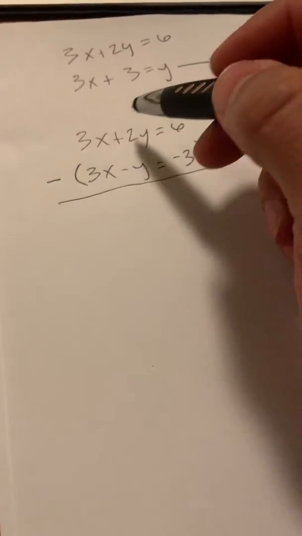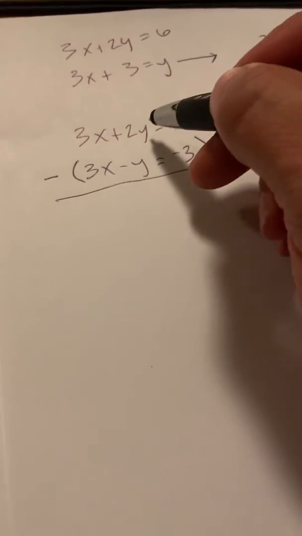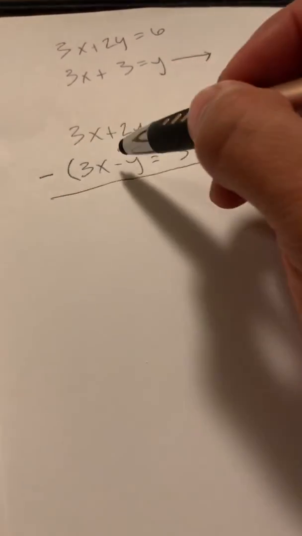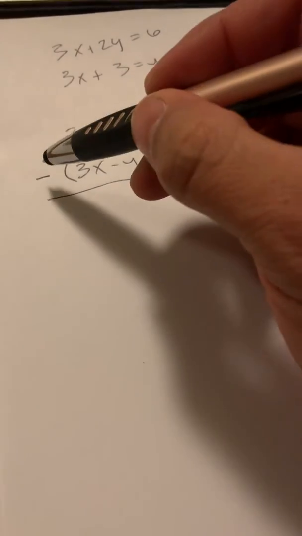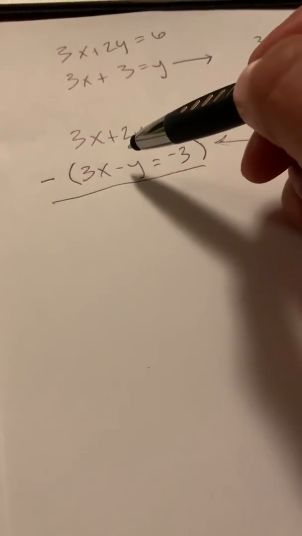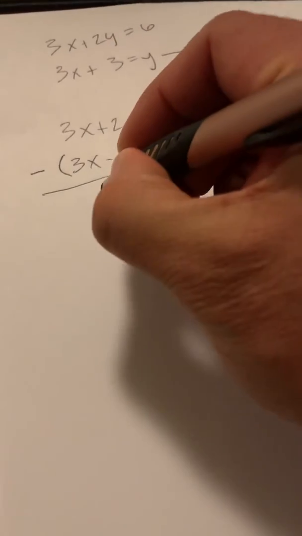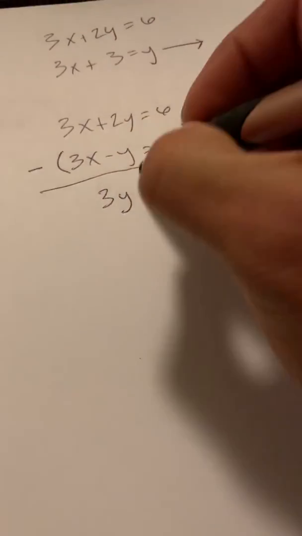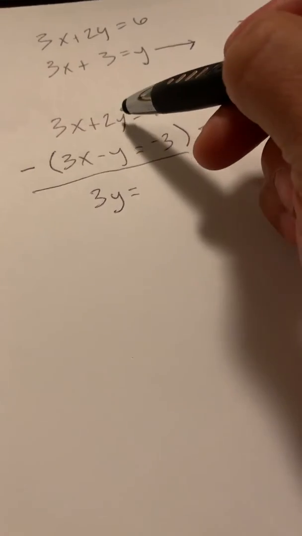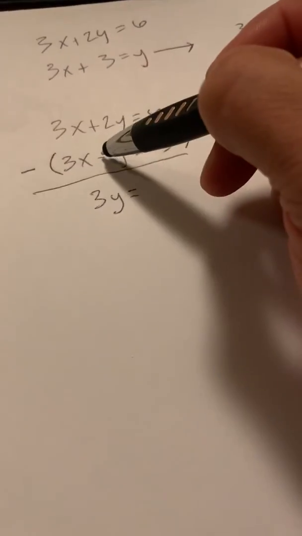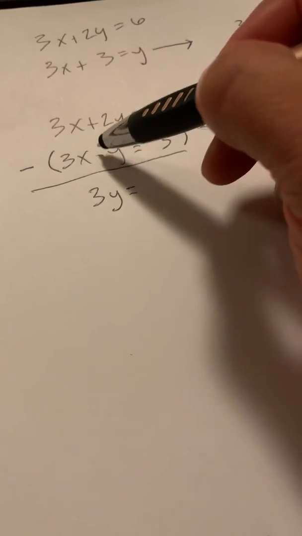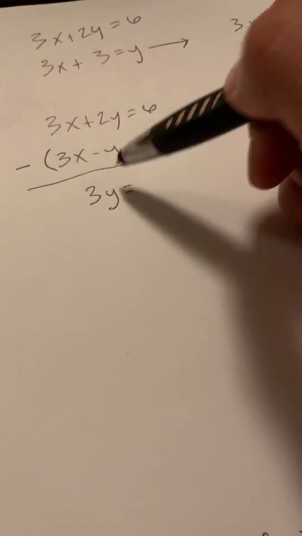So I do the same thing. 3x minus 3x, those go away. Now here's where it gets tricky. 2y minus a minus y. Well, remember that a minus and a minus makes a positive. So this is really 2y plus y, which gives me 3y. Hopefully I didn't confuse you there, but when you read it, 2y minus a minus, and a minus and a minus make a positive. So 2y plus y gives me 3y.